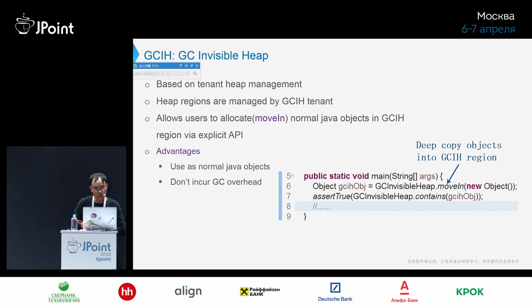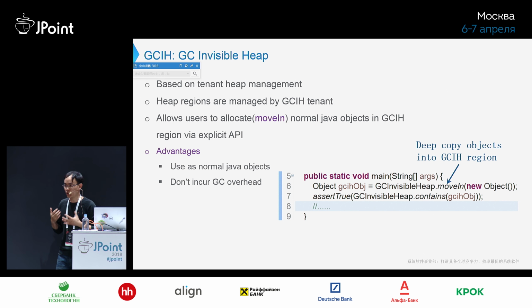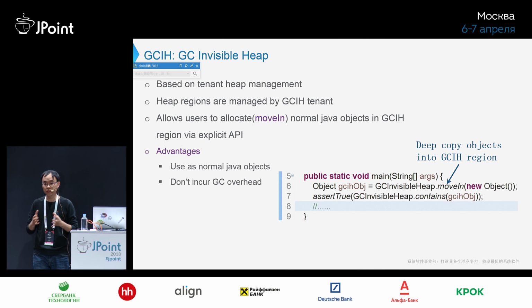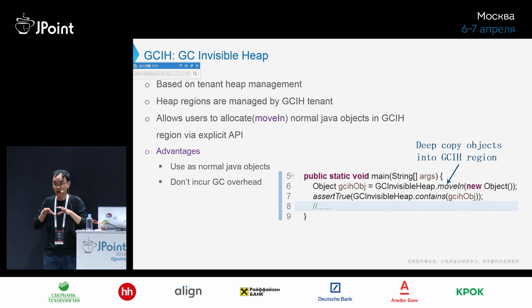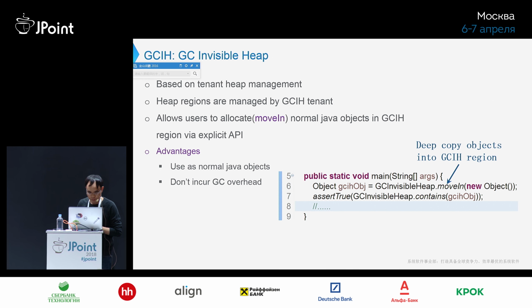Okay, let's take a look at what GCIH is. The full name of GCIH is GC Invariable Heap. It means we create some hidden regions inside the entire heap. These regions are hidden from GC, so we don't touch them during GC. These hidden regions are managed by the GCIH tenant.